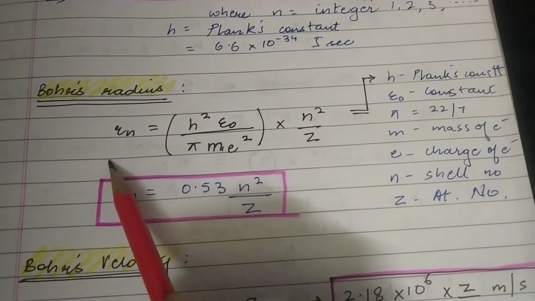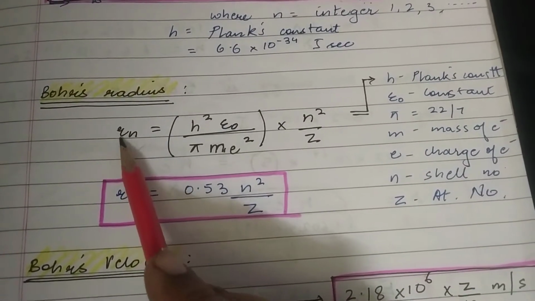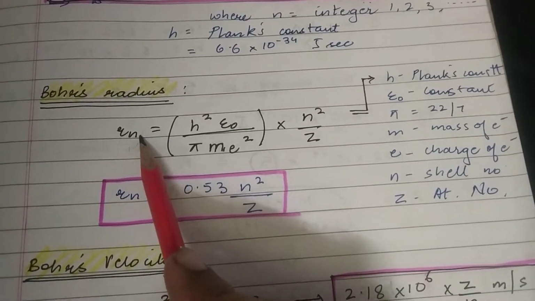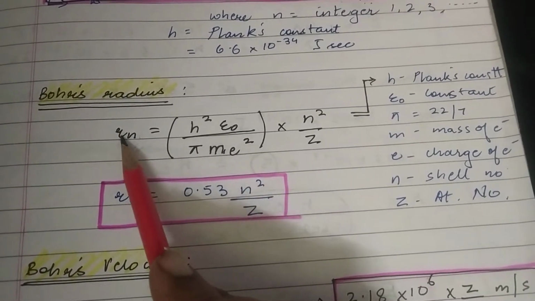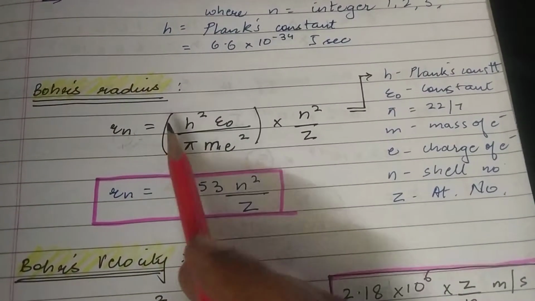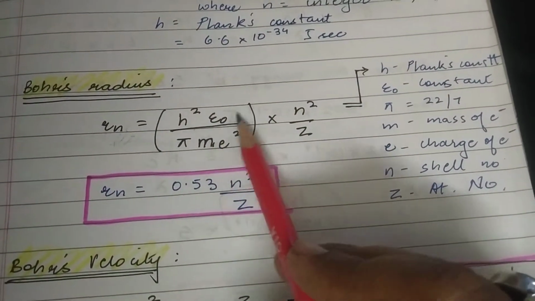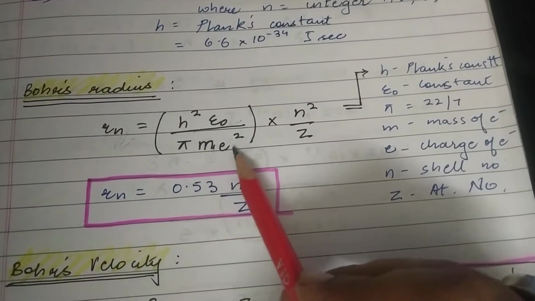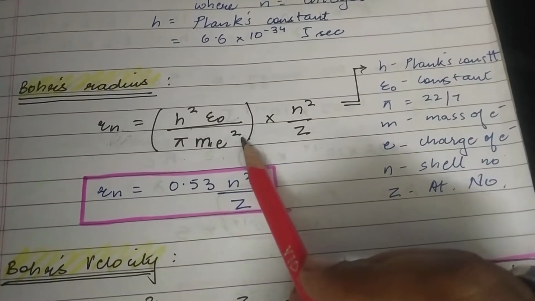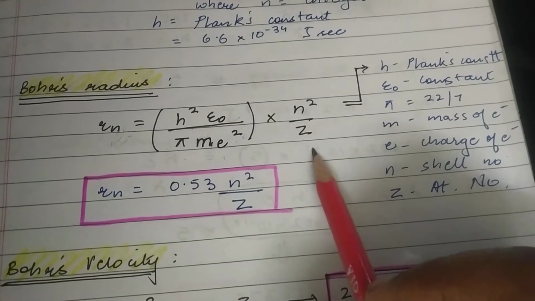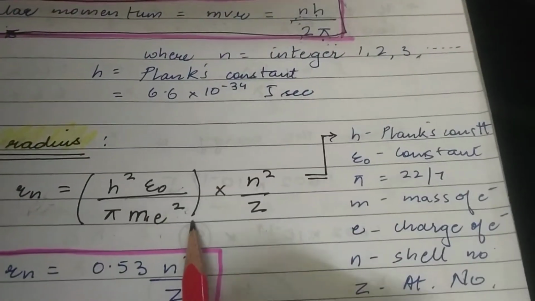Then the expression for the Bohr's radius, that is Rn. n stands for the nth shell, and n is the shell number, that is 1, 2, 3, 4, any. So R, the radius for the nth shell, is given by the expression h square epsilon naught upon pi m e square, into n square upon Z. I have just bracketed the first term, and now please understand why I have just separately bracketed this.